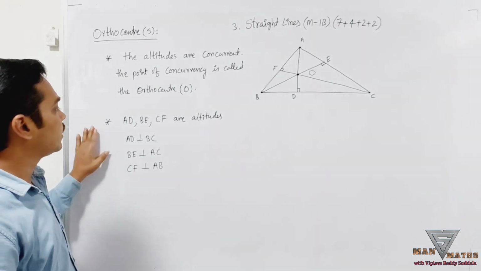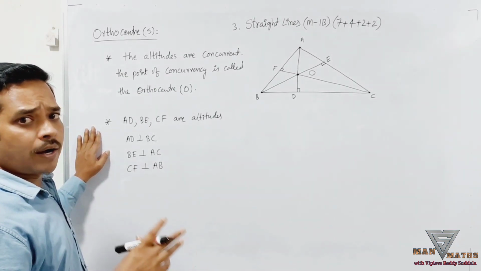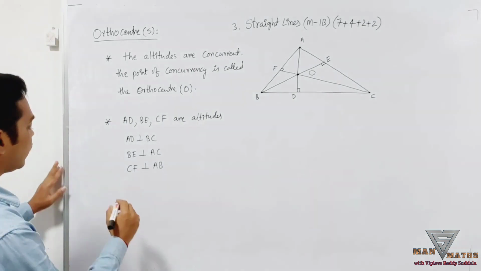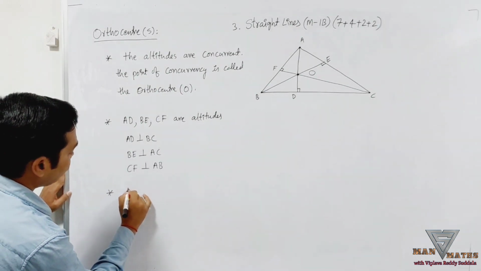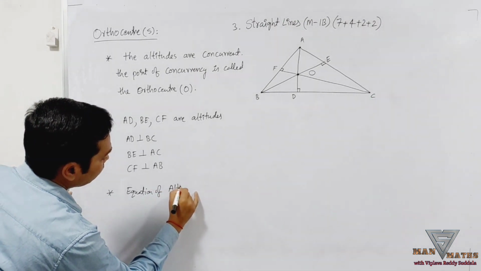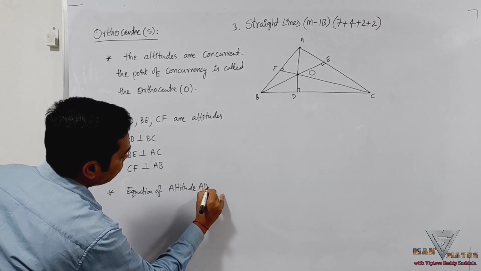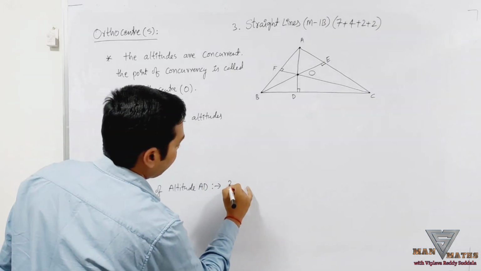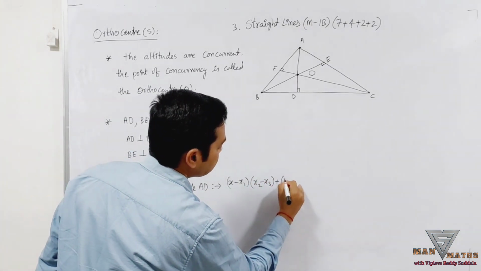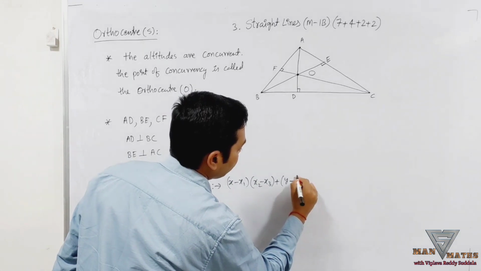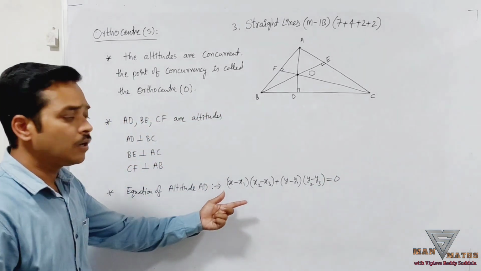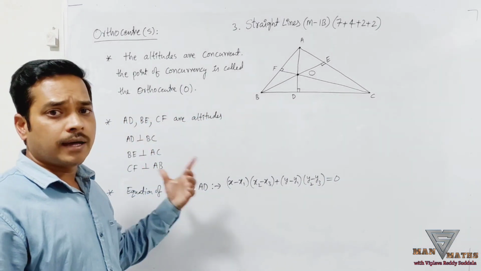Second method: also find any two equations by using a shortcut formula. For example, the equation of altitude AD. What is the formula? x minus x1 into x2 minus x3 plus y minus y1 into y2 minus y3 equal to 0. By using this formula, we can get the AD equation directly.